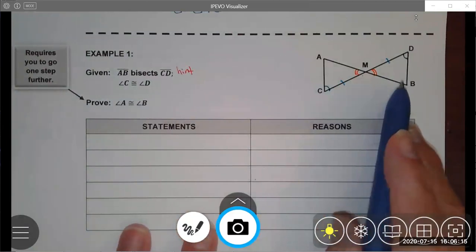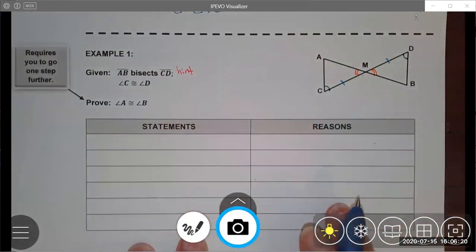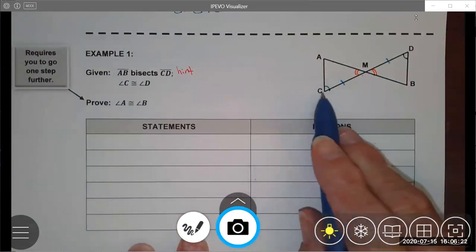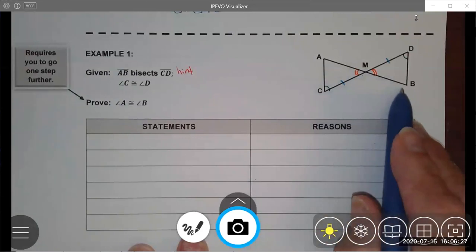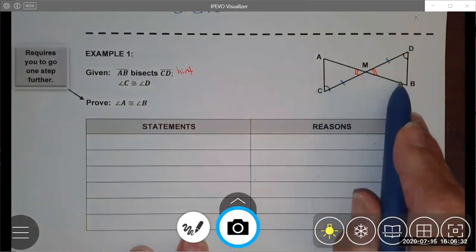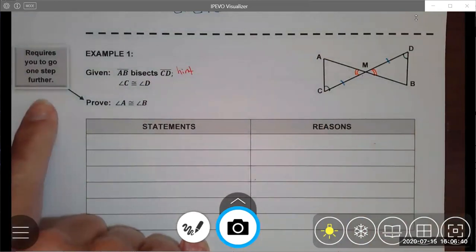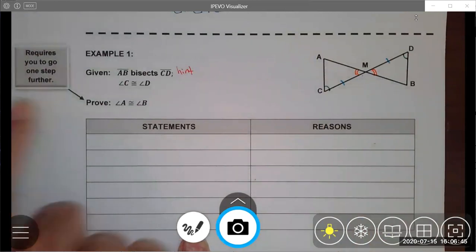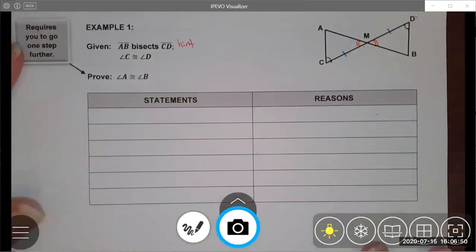Well, I don't know how to do that straight away, but as we just spoke of up here when speaking about CPCTC, we noticed that if these two triangles are congruent, then their corresponding parts are also congruent. So if I wanted to, I could show these two triangles were congruent, and then I would automatically be given that A is congruent to B almost free. These types of proofs require us to go at least one step further than we've done in the past. But they're not that much more complicated. It just requires us to do a little bit more.